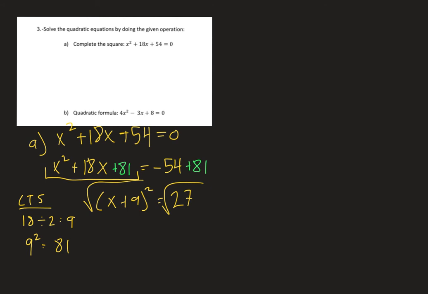Okay, and then I get x plus 9 equals plus or minus the square root of 27, which is 9 times 3, and the square root of 9 is 3. So that's 3 square roots of 3. Then the last thing I need to do to solve for x is just subtract the 9 over.